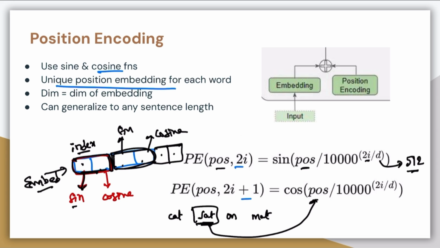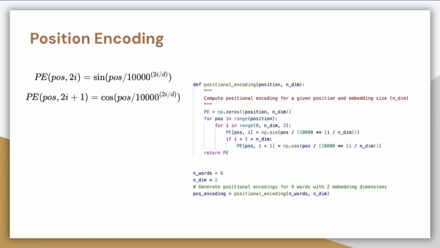So the embedding vector and this one both are of the same shape, and this works on the indices and gives you a unique representation for each and every word, which helps in remembering the position of that word for the transformer. And this is a simple code implementation. It's very simple. So sine and cosine, that's it. You go till the number of dimensions.